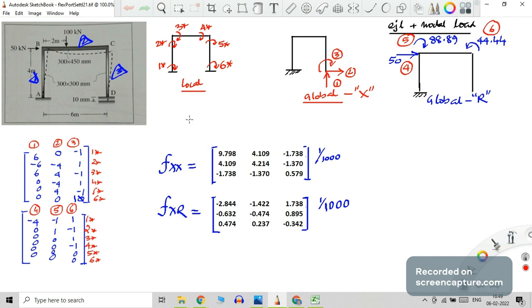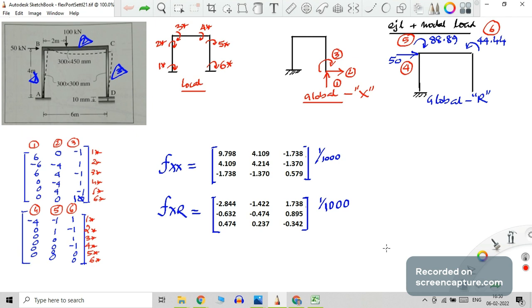Then the triple product naturally. Fxx is Bx transpose F star Bx. Fxr, these are the two we need. And also, in the last problem we have seen, we need FRR also, but when is it required? FRR is required if we are taking prescribed displacement or support settlement into account. In that case, you need that. But here we don't have that, so no need to calculate FRR. Don't waste time. If you have an overall idea about the method of formulation, then your time can be saved, or otherwise you will unnecessarily calculate all the matrices.